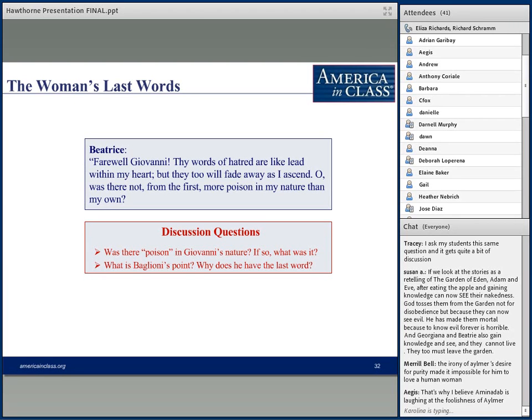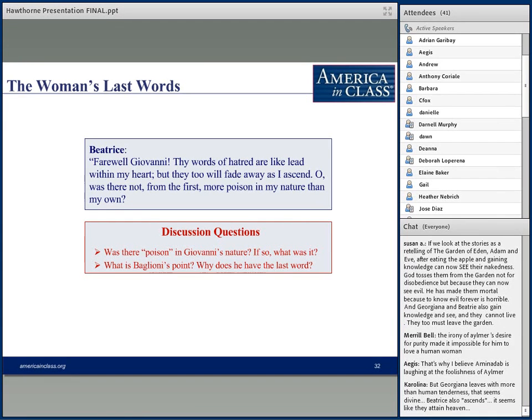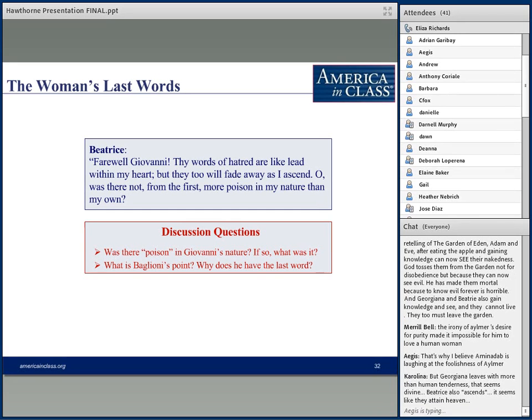Merrill refers back to the irony of Aylmer. The irony of Aylmer's desire for purity made it impossible for him to love a human woman. And then Aegis writes, that's why I believe Aminadab is laughing at the foolishness of Aylmer. Also, Aminadab being this earthbound character, his laughter is sort of representing, I think, the triumph of the earth, the triumph of being simply human.